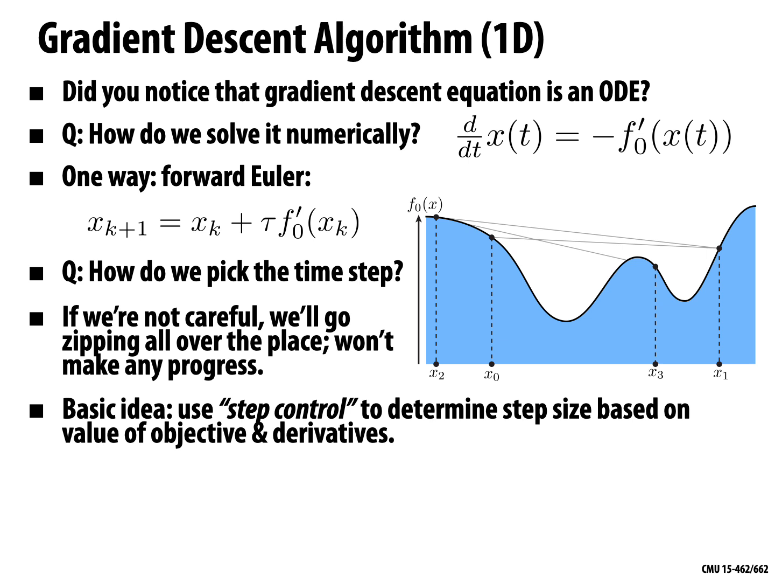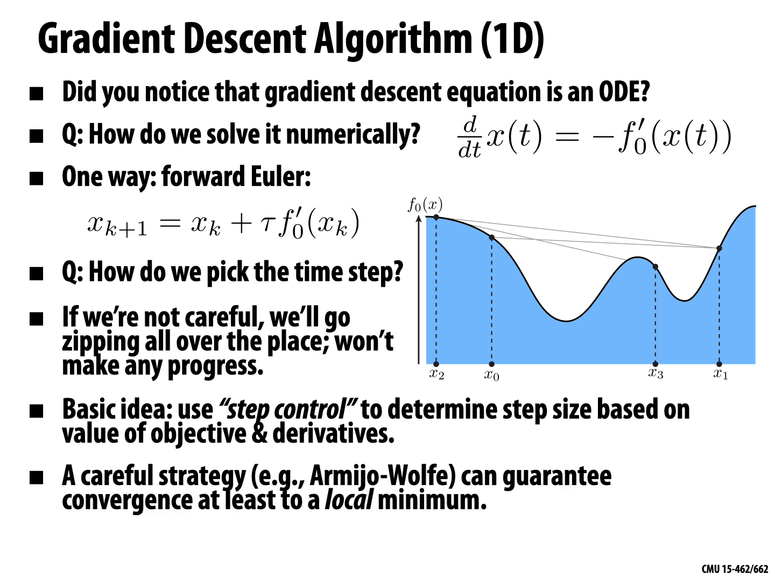There are lots of different strategies for step control. One of the most common is to do line search. Okay, and if we have a carefully designed line search strategy, for instance, one standard one is called Armijo-Wolfe, then we can be guaranteed that we will always at least converge to a local minimum. And if our function is sufficiently nice and we apply this line search strategy, we know that our gradient descent algorithm will always reach a local minimum, or always will get within some given epsilon of a local minimum.